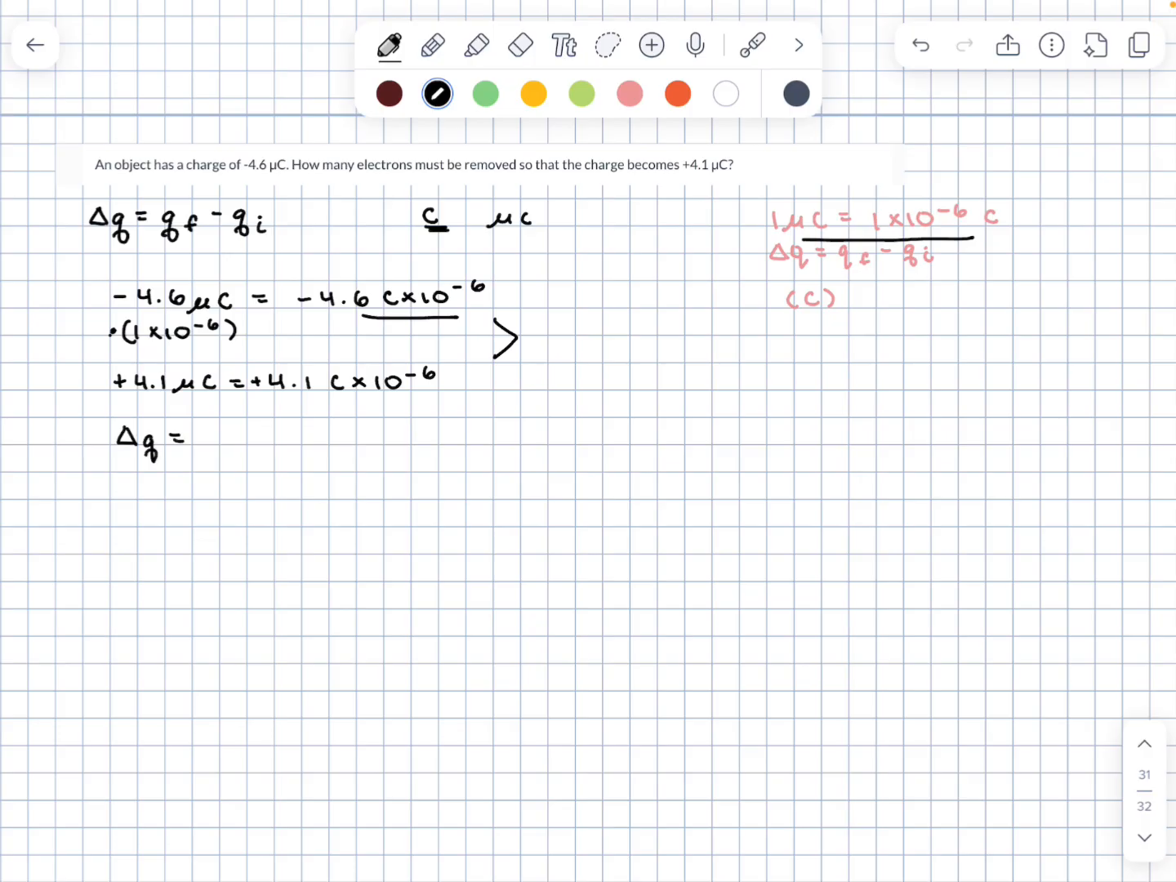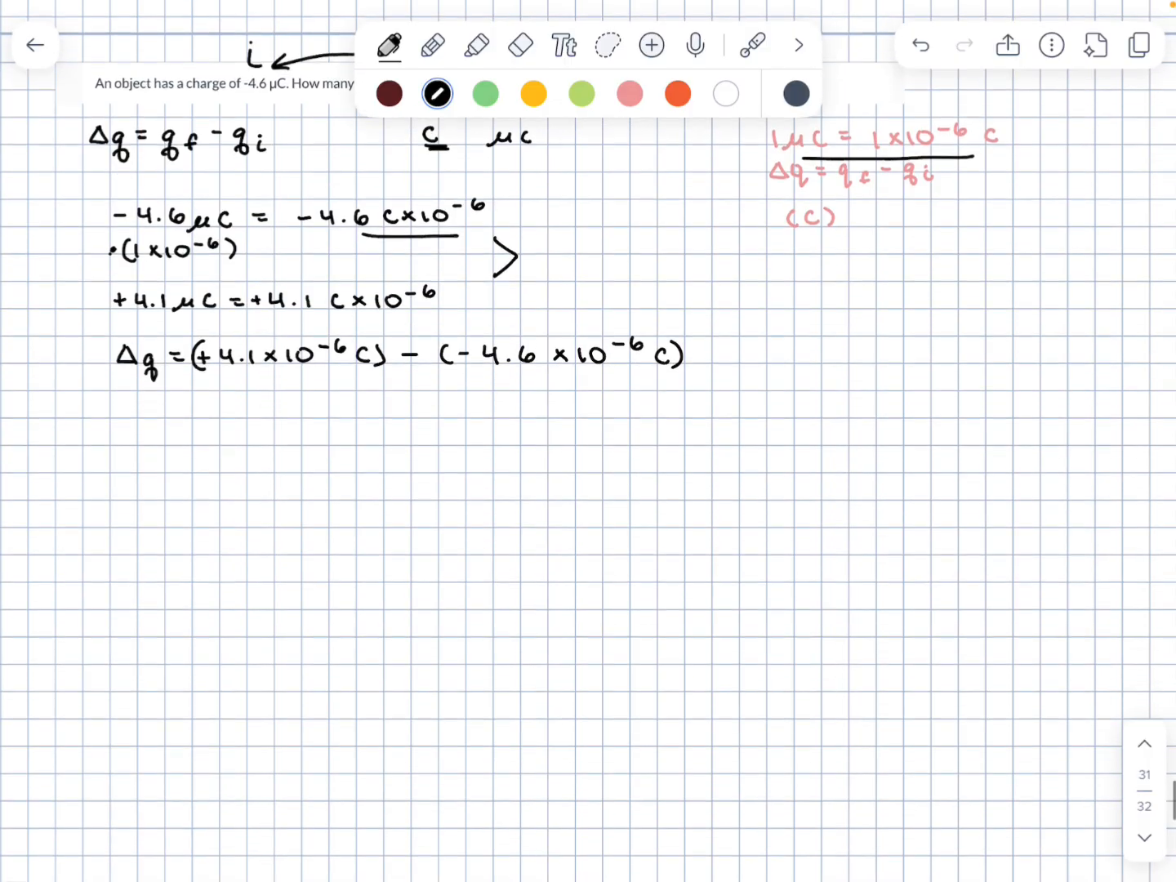So delta Q, our final, we have the positive 4.1 because we want to know how many electrons need to be removed from this amount to get this. So this is our final, this is our initial. So we have positive 4.1 times 10 to the negative 6 coulombs, and then we're going to subtract the negative charge, so don't get that mixed up. Oh, I accidentally wrote micro. Times 10 to the negative 6 coulombs. And then once we have this, we're going to plug it into our calculator. I couldn't find a way to project my calculator, so take this time to plug it in on your own.